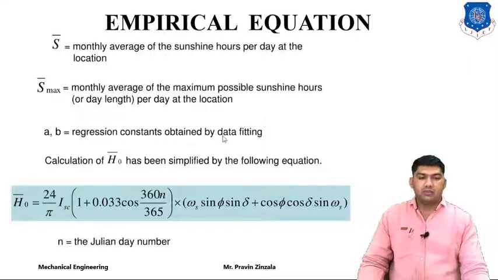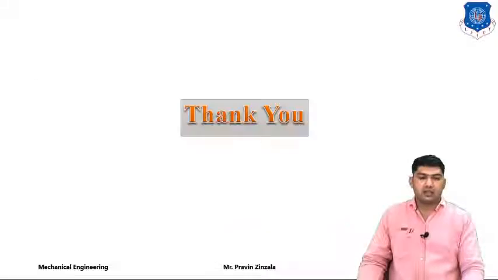Many books have many empirical equations, and many authors have derived empirical equations for different conditions. For example, for our Indian geography, authors have derived equations such as the Modi and Sukhatme equation, which is also applicable for our Indian region. Then there is the Liu and Jordan equation. There are many equations used as empirical equations, and they are also used for calculation of diffuse radiation. So this was about the empirical equations for prediction of solar radiation. Thank you.